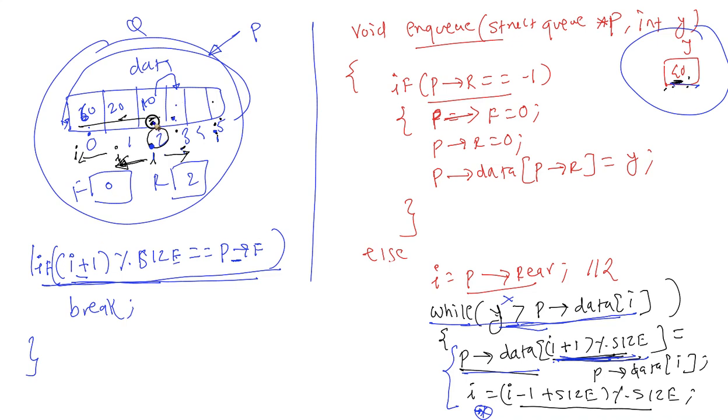When I want to do this shifting, I want to shift this 10 here, right. So how will I do that? Data of I plus 1 is equal to data of I. But if that location is already full, when will I come to know it is full? When front is there. That's why I plus 1 mod size is equal to P arrow front. So that time also I'll break, right. So this bracket closes with this, and for this we have this bracket. So this is the NQ operation in circular queue.